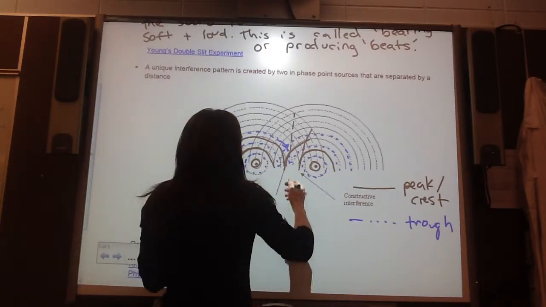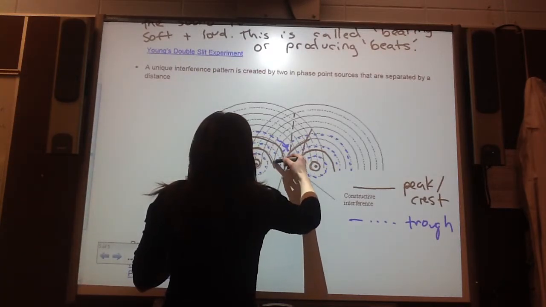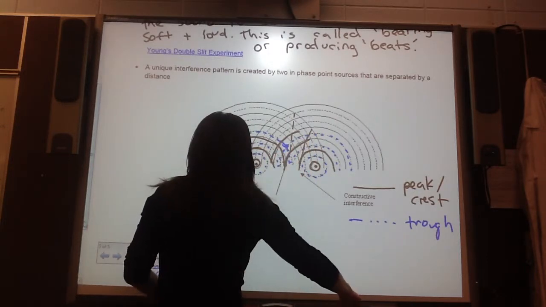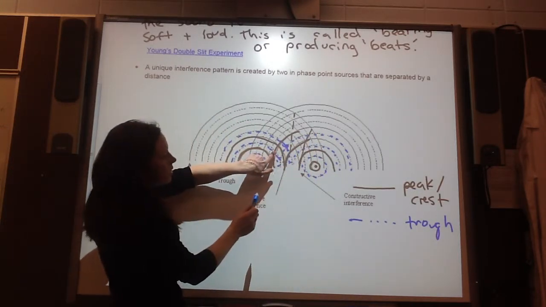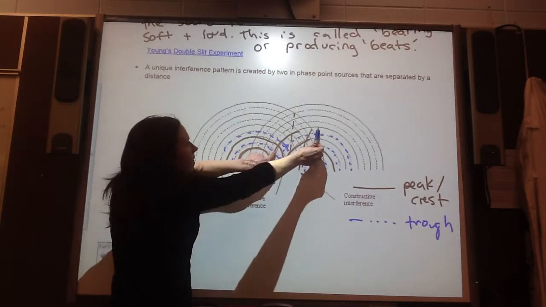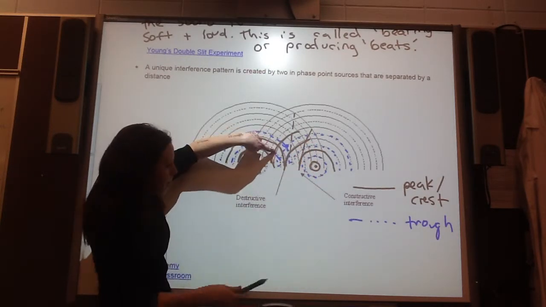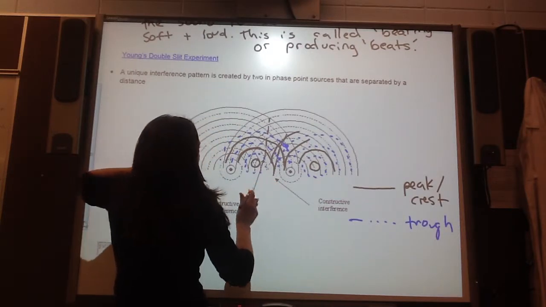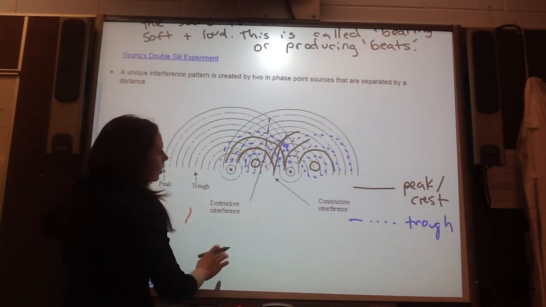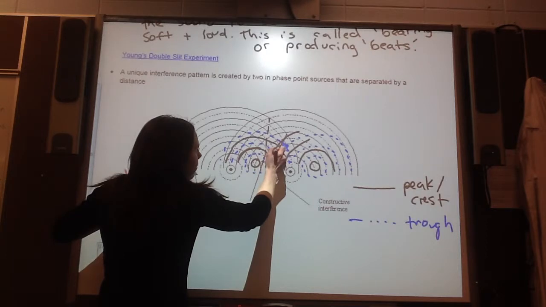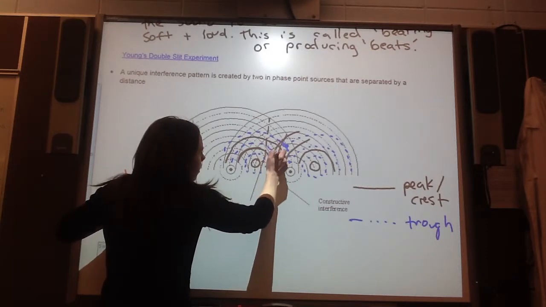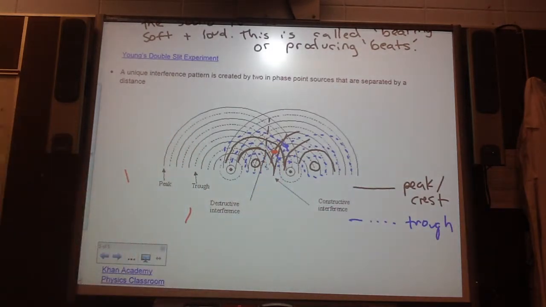But where, say, right here, this is the trough of this wave, and this is the crest of this wave. What's going to happen at that point? Well, you know what I mean. Like at a point where the crest and the trough of different waves are interacting, what happens there? They cancel out. It's destructive interference.